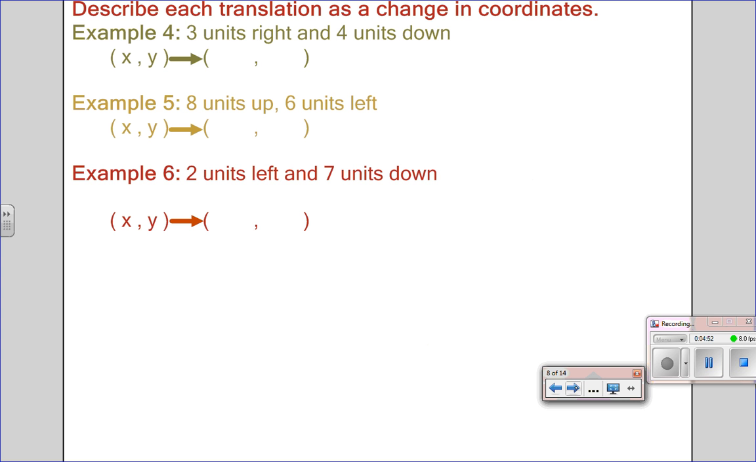All right, so a little more practice. Describe each translation as a change in coordinates. So the first one, 3 units right, is going to be x plus 3 and y minus 4. So try these other two out now. All right, so for the x, we got to go 6 left. So x minus 6, because left is negative, and then y plus 8. Here it's going to be x minus 2, y minus 7.